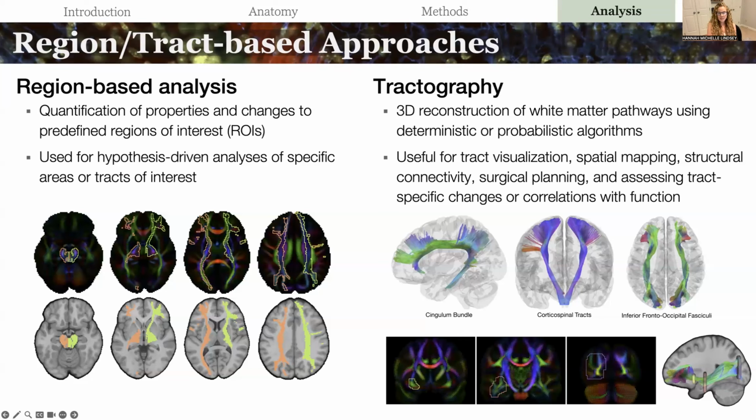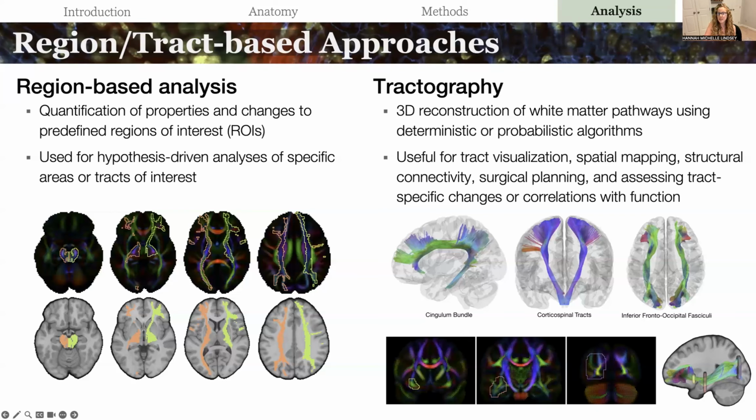So region-based analysis or ROI analysis is a hypothesis-driven method where diffusion metrics are extracted from predefined regions of interest or ROIs. And these can be drawn manually or based on anatomical or functional atlases. Metrics are summarized for each region, and this allows for focused analysis of specific brain regions. It's often used for hypothesis-driven studies targeting known areas of interest like the corpus callosum. Its simplicity and interpretability are major strengths as it avoids issues like multiple comparisons.